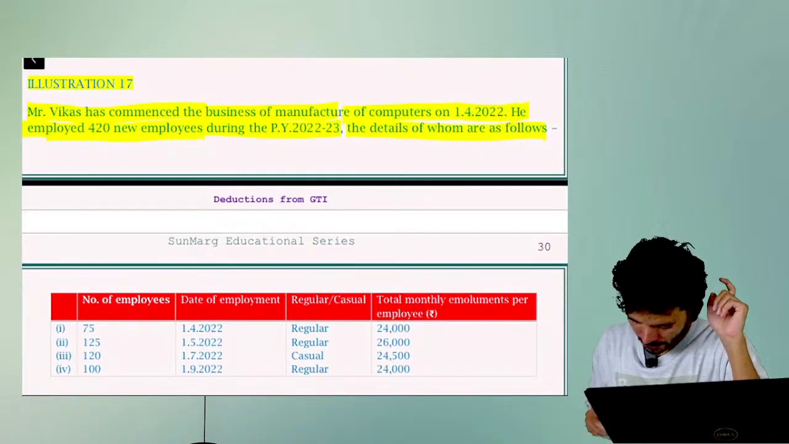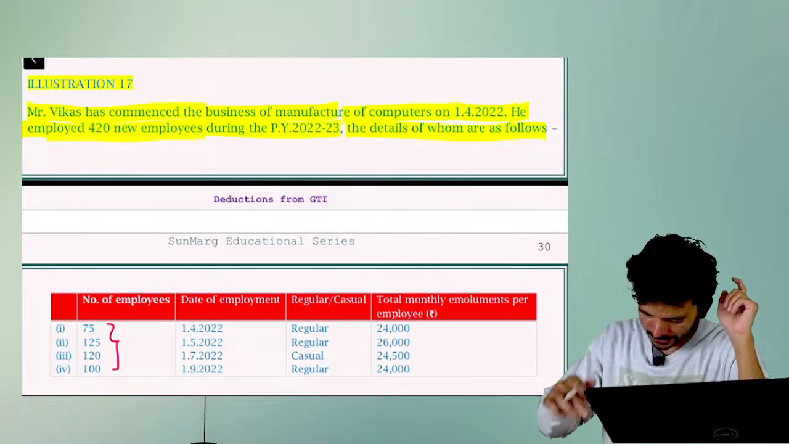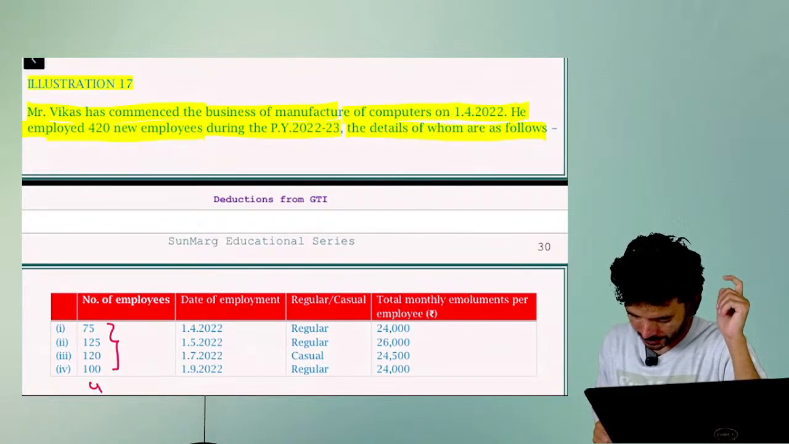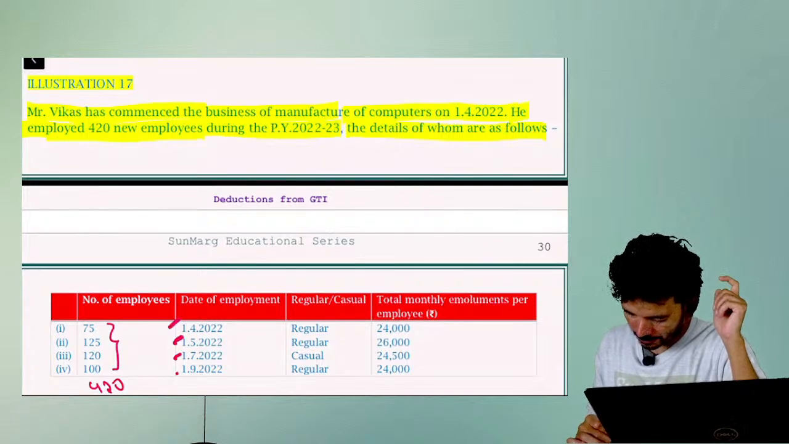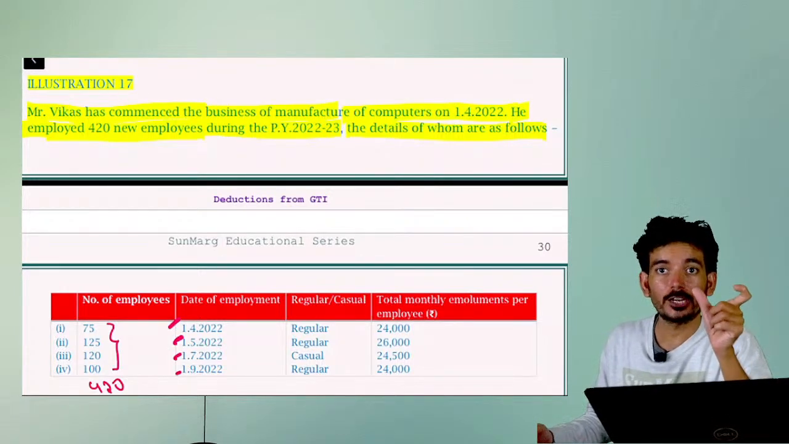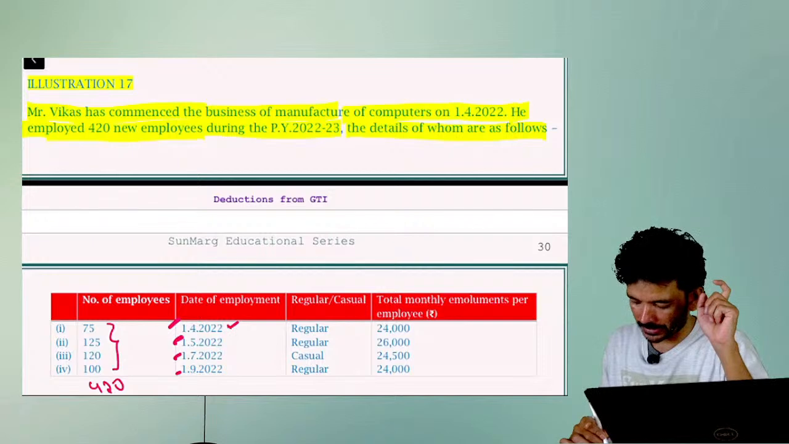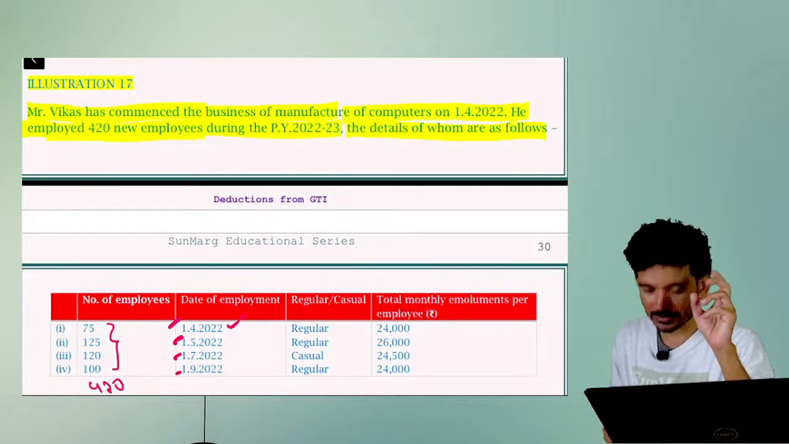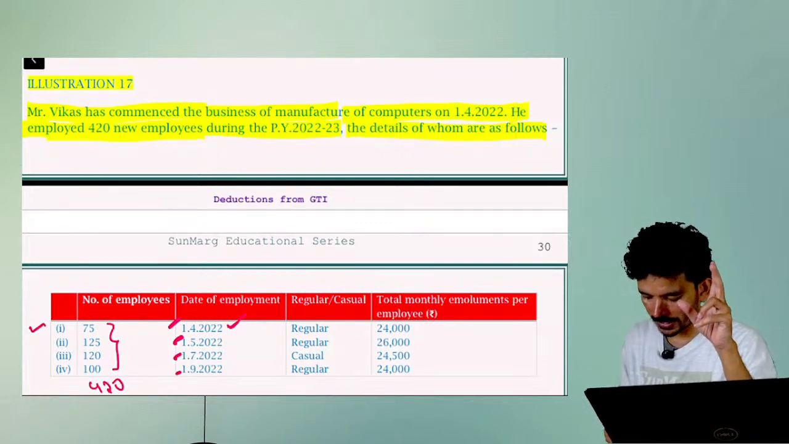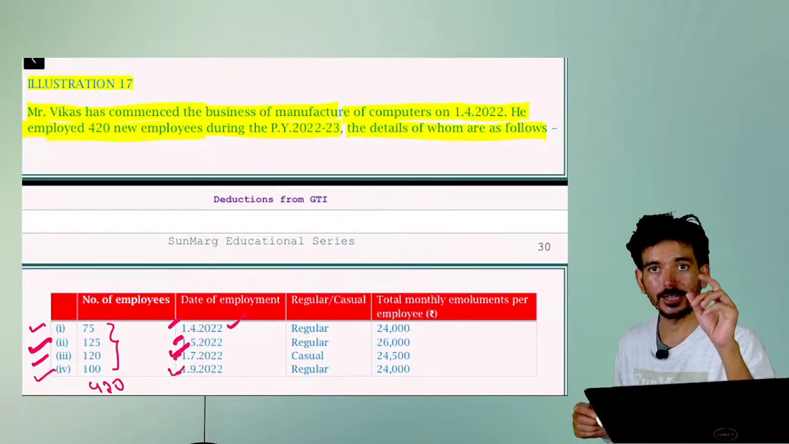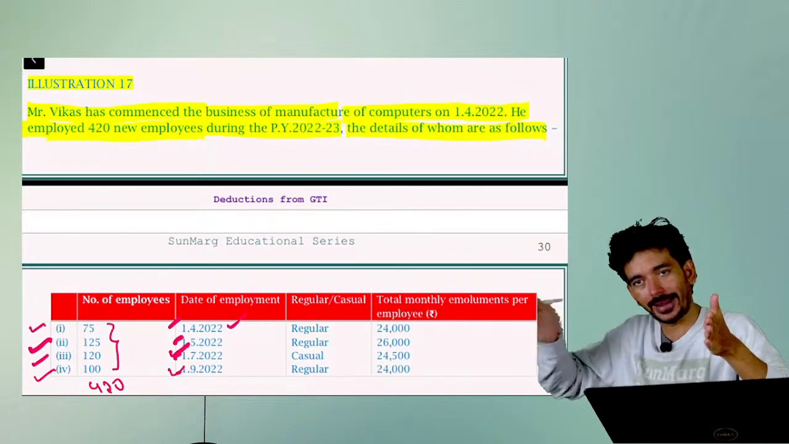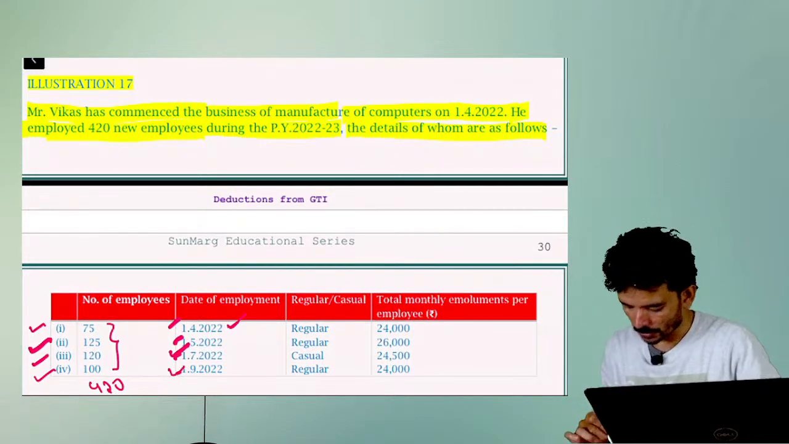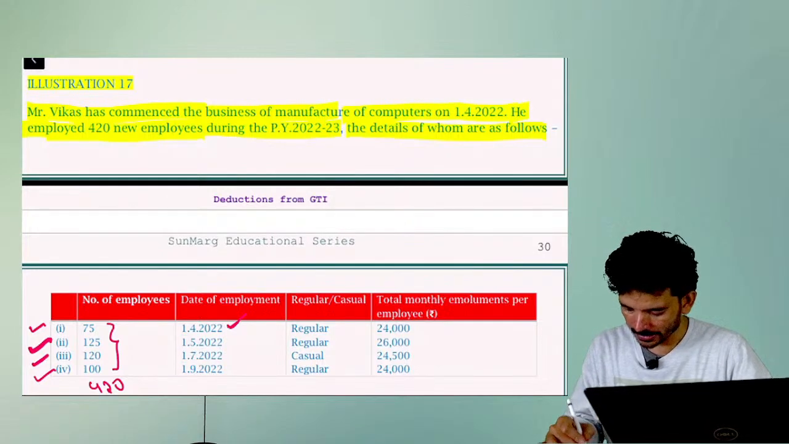75 plus 125 plus 100 plus 120 is 420. The date of employment is given completely. Why is the date of employment given? So that you calculate the number of days. It should be 240 days. If he has joined on the opening date, he is eligible, as the employees are staying for the entire year. Remember, they have hired 75 employees on this particular day, 125 on this particular day, 120 on this particular day, and 100 on this particular day. We have to calculate from that date to the end of the year how many days there are. So for 240 days, 1st April and May they will be eligible.